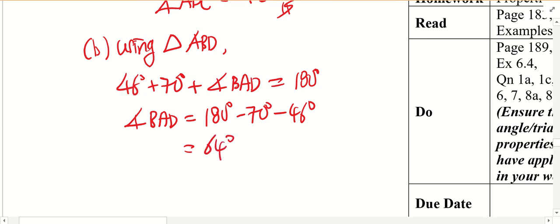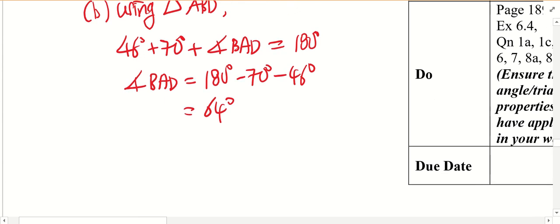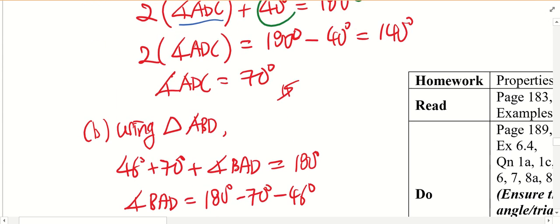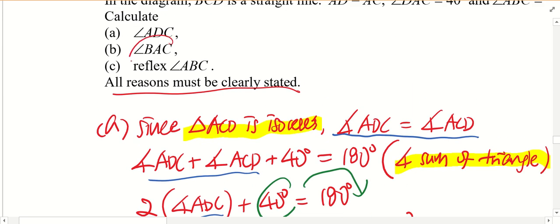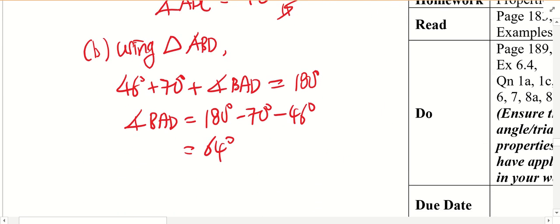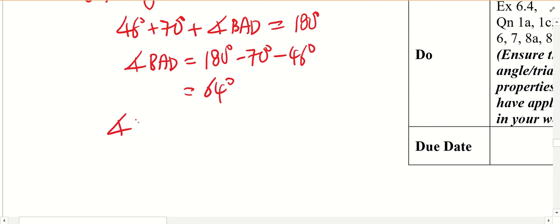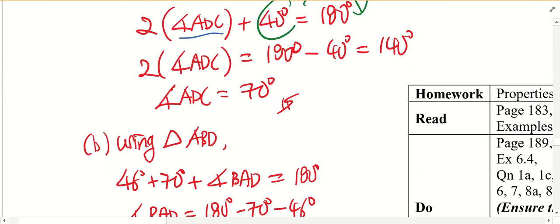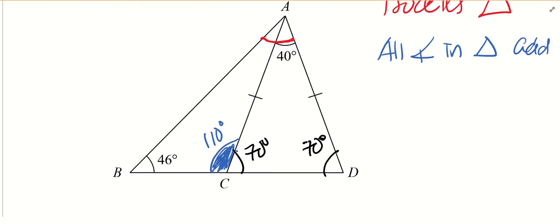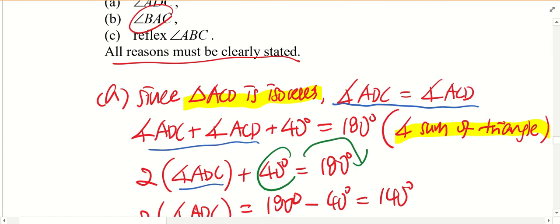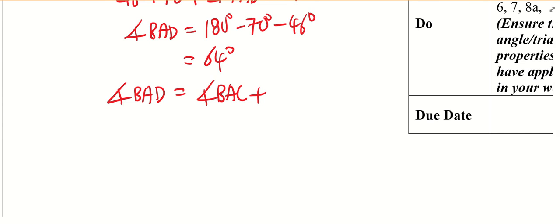Alright, so we know that the angle BAD, the large angle there, is 64 degrees. So immediately we can find our angle BAC. Looking at the diagram itself, angle BAD is angle BAC plus the small angle at the top, which is 40 degrees. So this big angle, red color, is our green color angle plus 40 degrees.